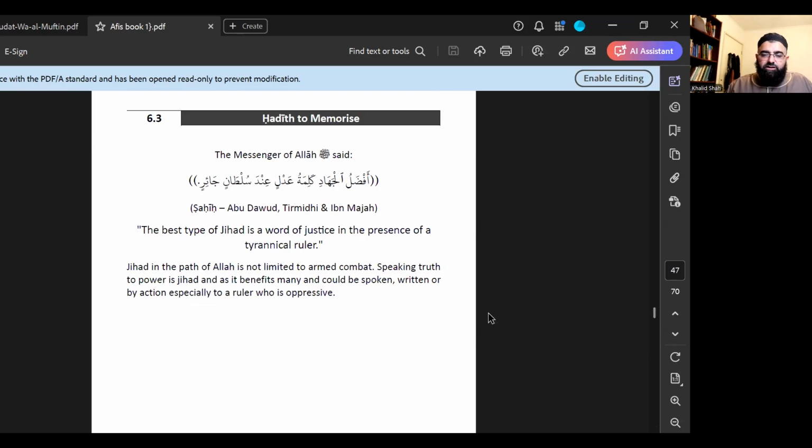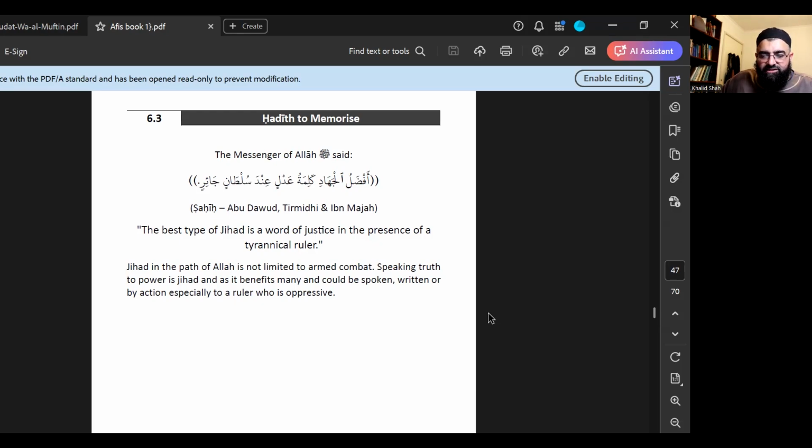All right. The hadith for this lesson, a hadith to memorize. The Messenger of Allah sallallahu alaihi wasallam said, "Afdalul jihadi kalimatu adlin inda sultanin ja'ir." This combines a few of the rules that we learned. The best type of jihad is a word of justice in the presence of a tyrannical ruler.